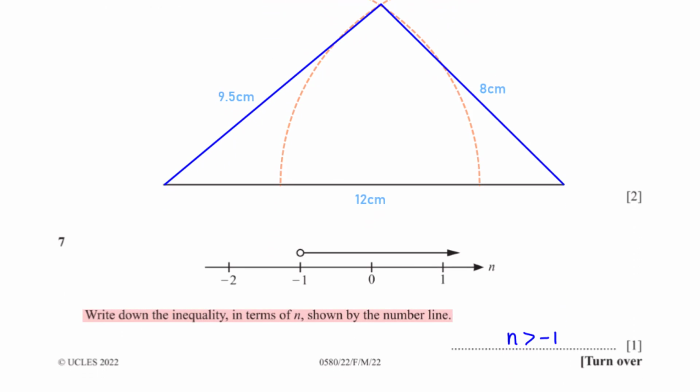Write down the inequality in terms of n, shown by the number line. The values in the direction of the arrow are all greater than -1, so we have n is greater than -1. Since the circle at -1 is hollow, it is not included in the interval, so we do not attach an equal sign to the greater than symbol.